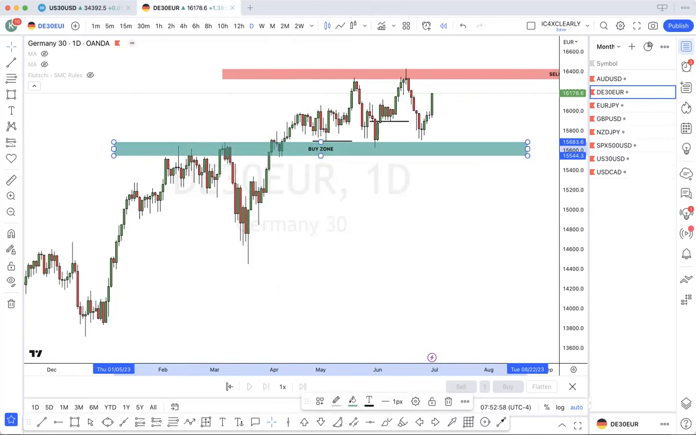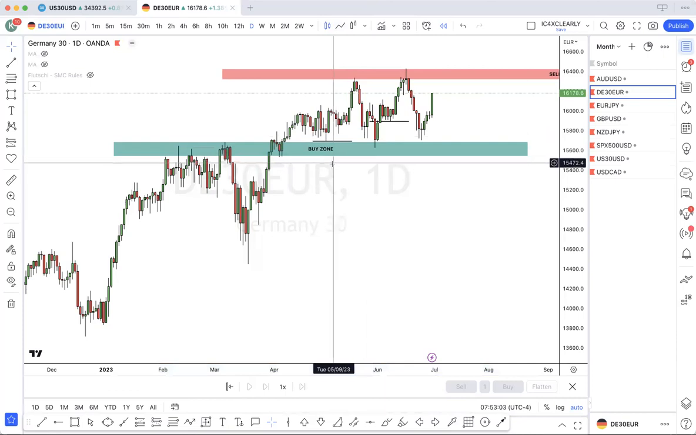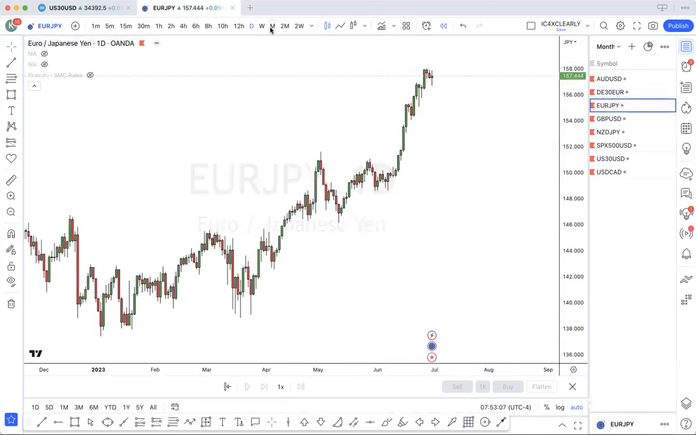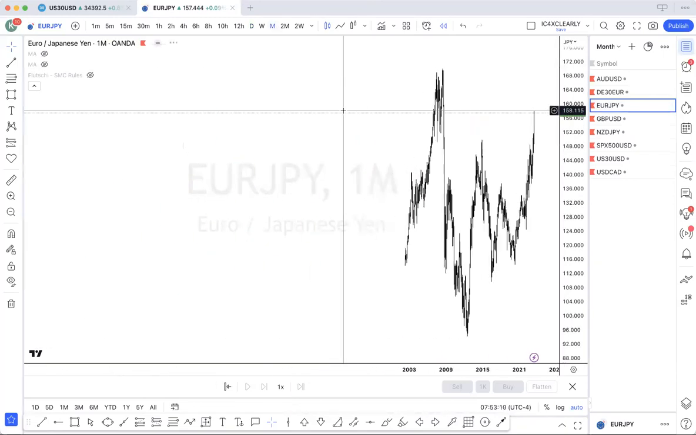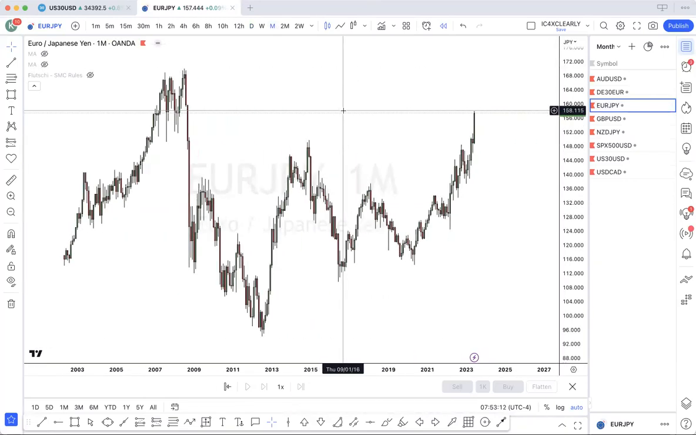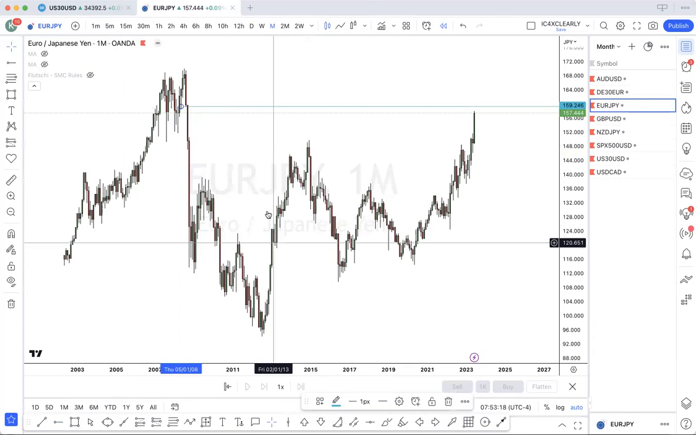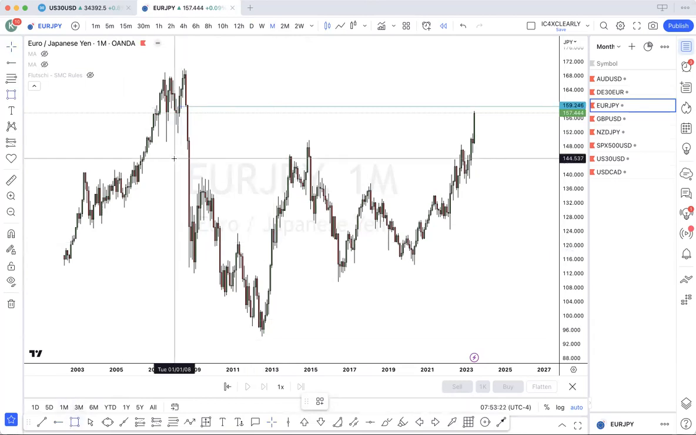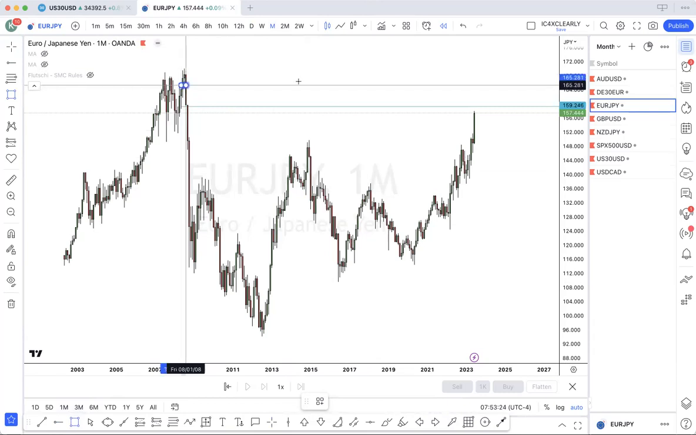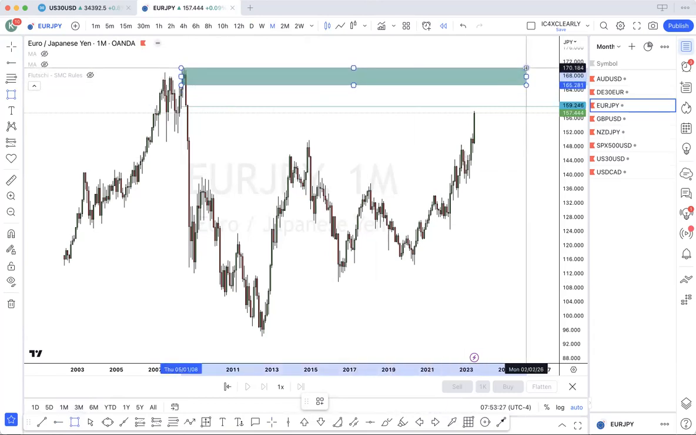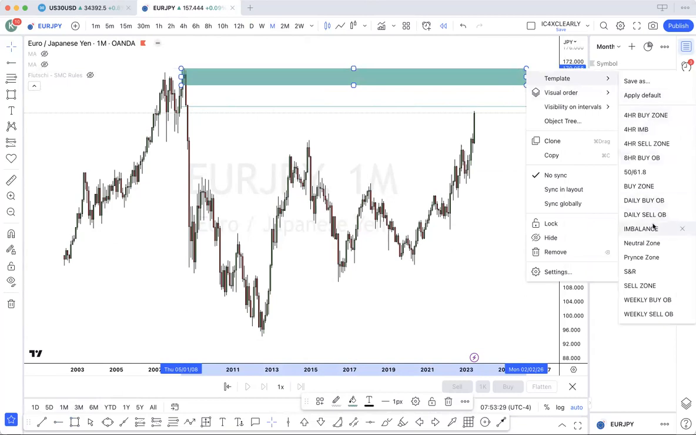All right. Next we have Euro JPY on the monthly. On the monthly, we have a fill of the imbalance here. And then we have an area of supply here.